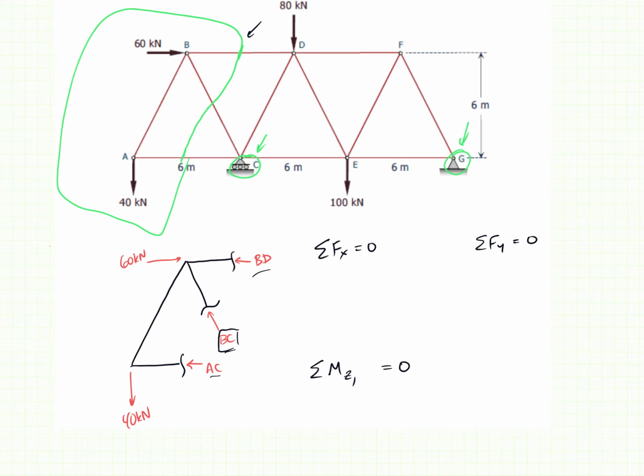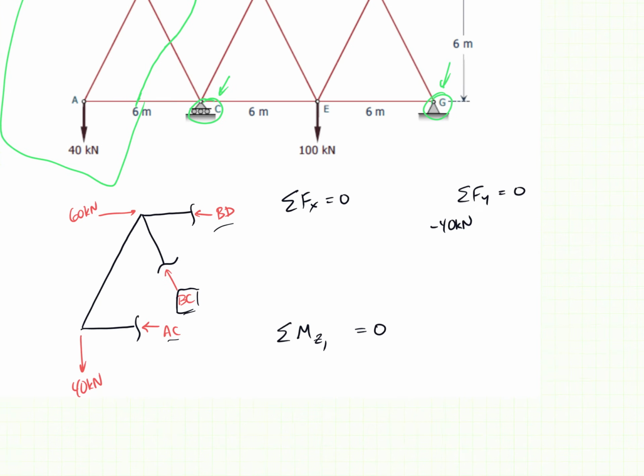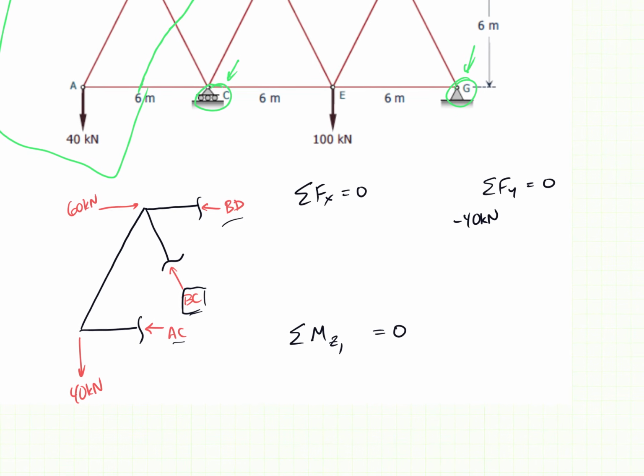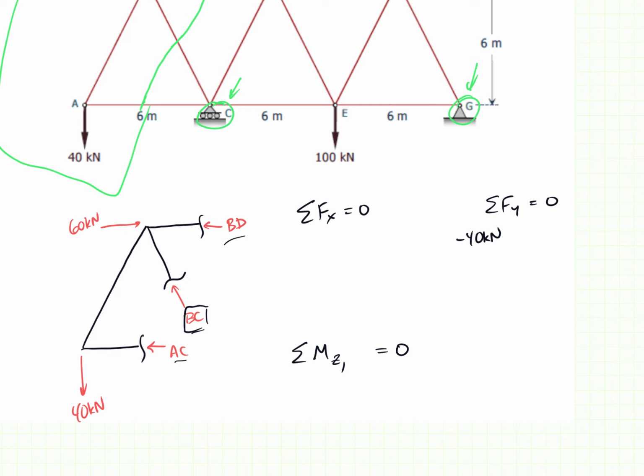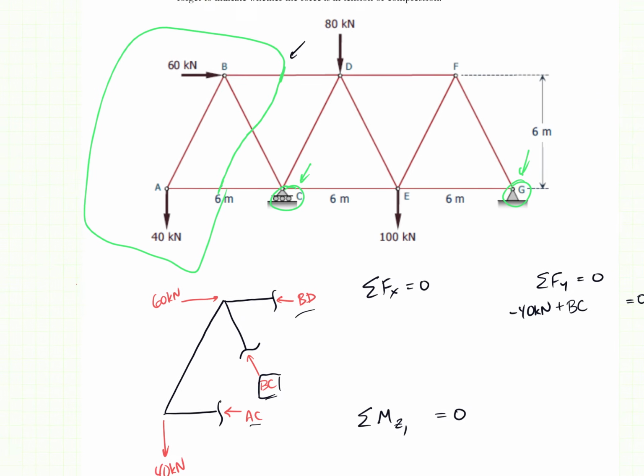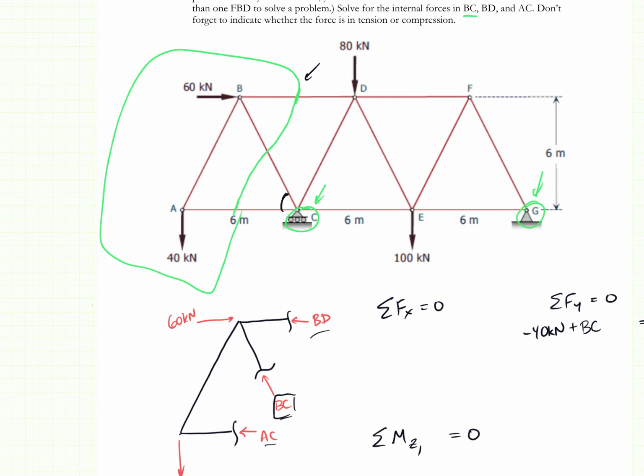Okay, so let's see what we can get. We've got negative 40 kilonewtons on this thing. Let's zoom in a little bit. And we've got BC in the Y direction, so that means it's going to need a sine or a cosine there. So we need this angle. We need an angle here, or here, or maybe here. Any one of these would be fine. So we need to figure out that angle.